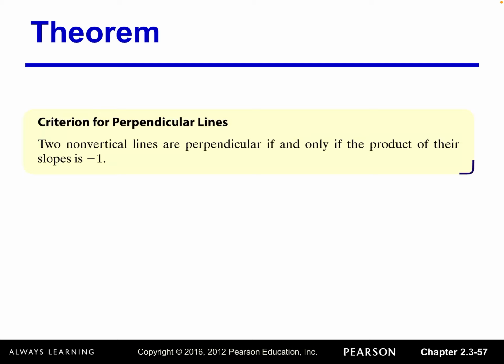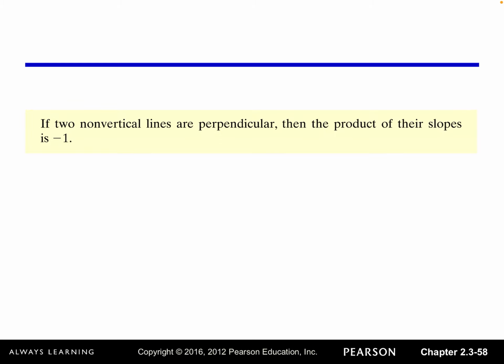So let's look at the theorem, the criterion for perpendicular lines. Two non-vertical lines are perpendicular if and only if the product of their slopes is -1. Here, the "if and only if" means two sentences, which are shown in the next two slides.